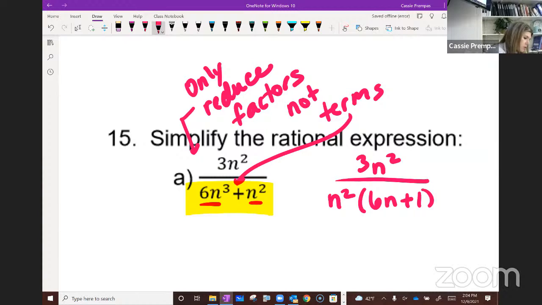Now what can I reduce? The n squared, because they're being multiplied. Those are factors. So the n squared divided by itself gives me 1. And then my answer will be, in just a moment, my OneNote has frozen again. But it should be 3 over 6n plus 1. Magic.